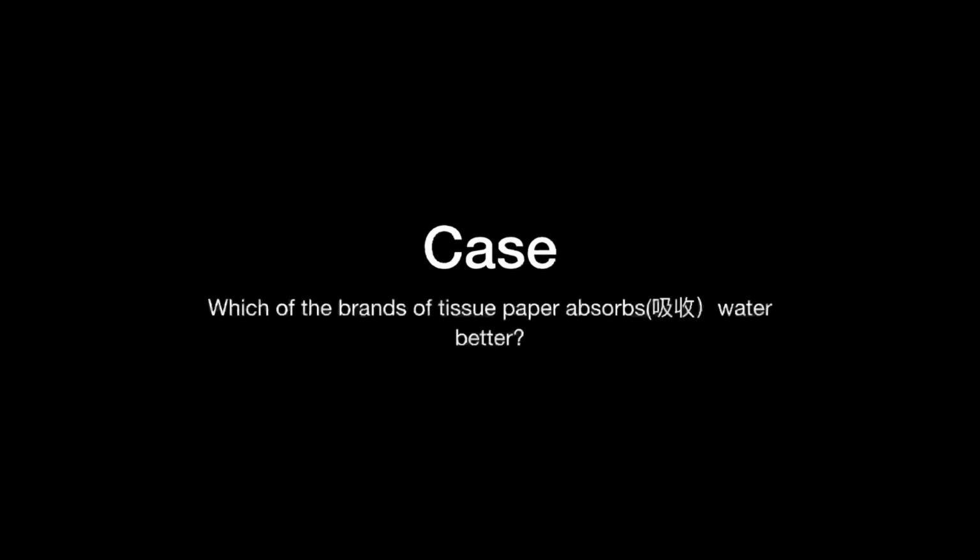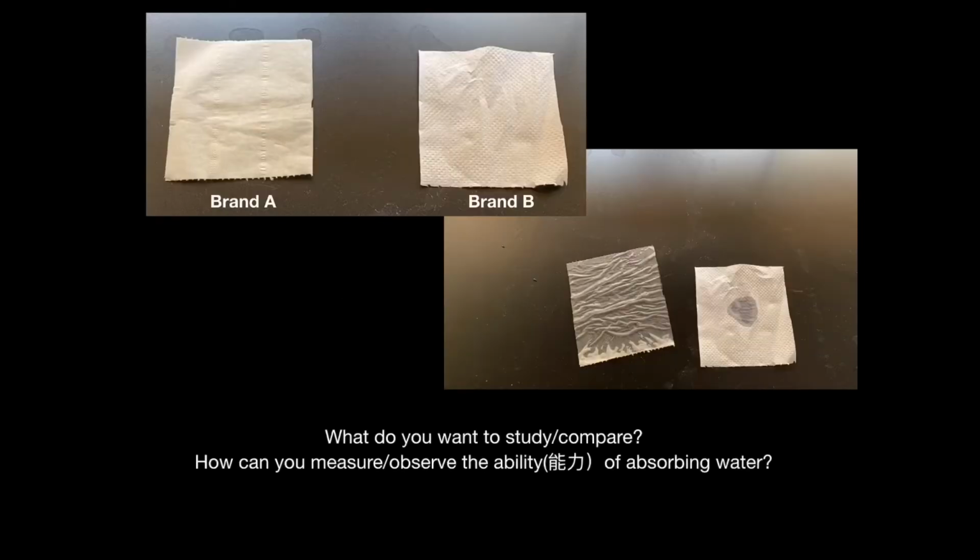In this video I will talk about the variables and fair test. I will use a case to study which brands of tissue paper absorb water better. And here are the two brands, brand A and brand B. I would like to study which of them has a higher ability to absorb water.